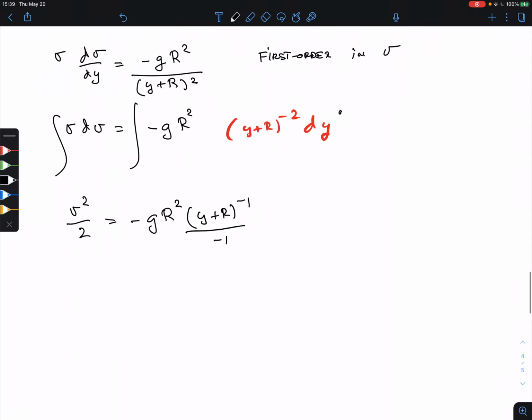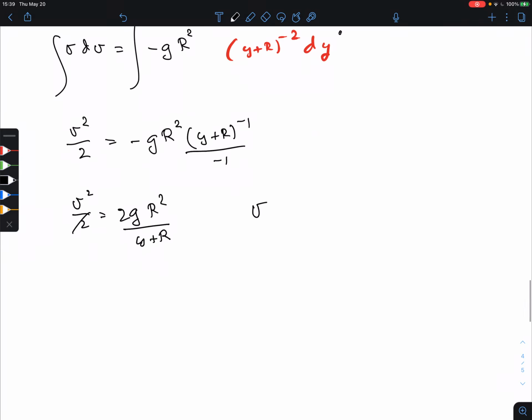Antiderivative power rule, okay? So where are we? This means that v squared over 2 is equal to, minus signs cancel, g r squared over y plus r. Therefore, let's bring the 2 to this side, v squared is this, plus c here, let me call it d for the moment. So we get plus 2 times d, but let's replace d by 2d, and then we get really technically a 2d. Okay, let me write 2d.